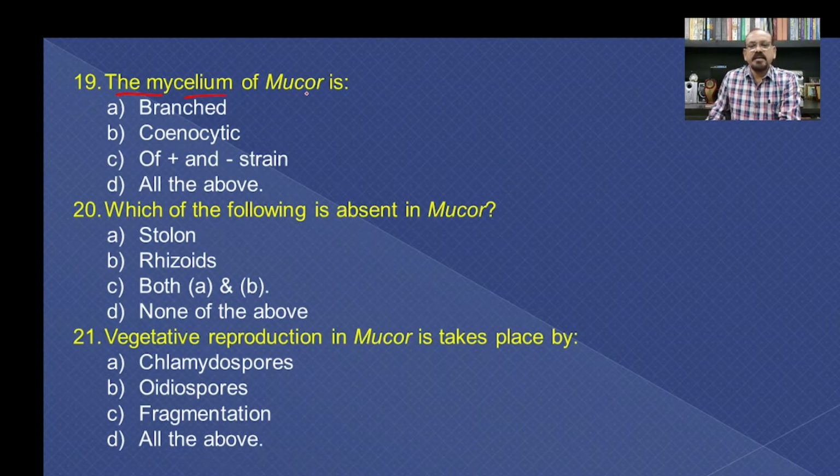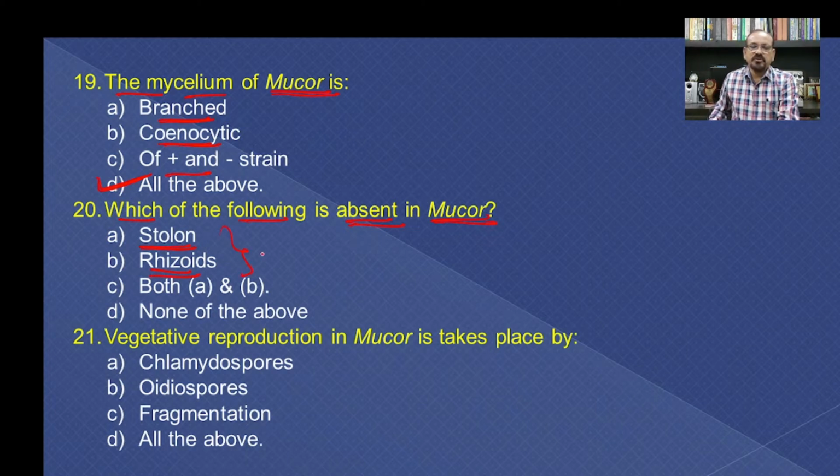The mycelium of the Mucor is branched, coenocytic, and there are two different types of hyphae, that is the plus strain as well as the minus strain, and hence all the above become the answer for this question. Then which of the following is absent in the Mucor? Number one, stolon. Second one, rhizoids.